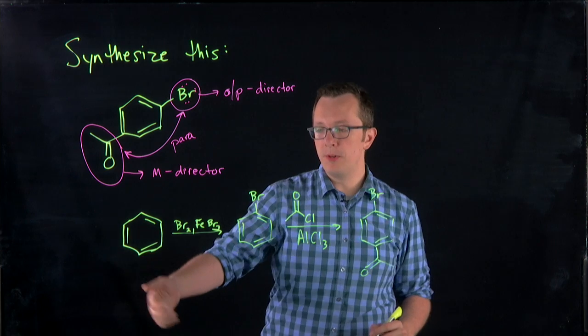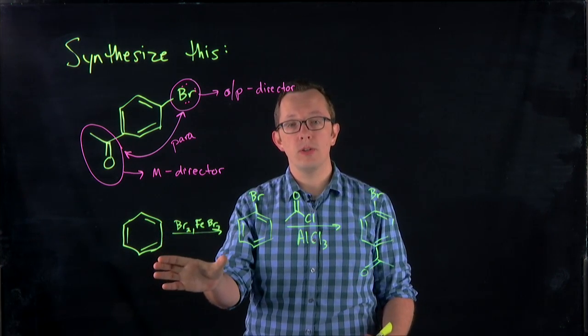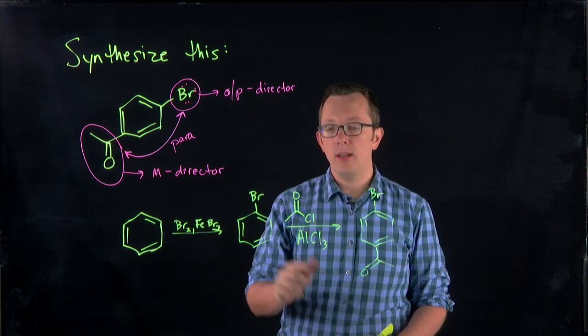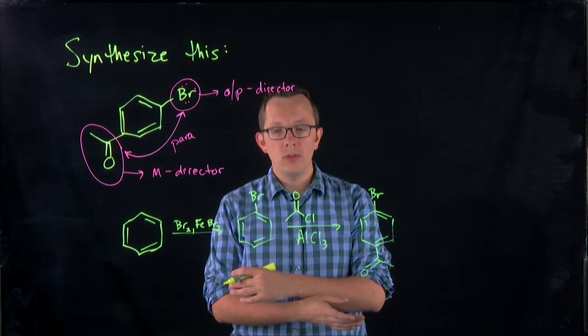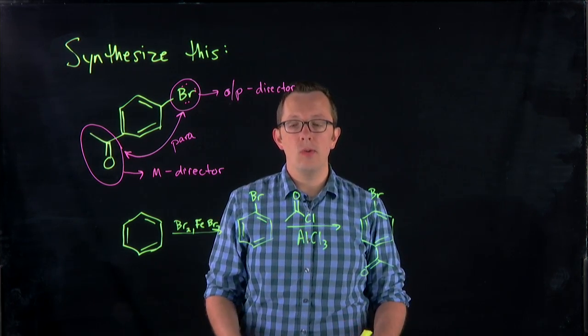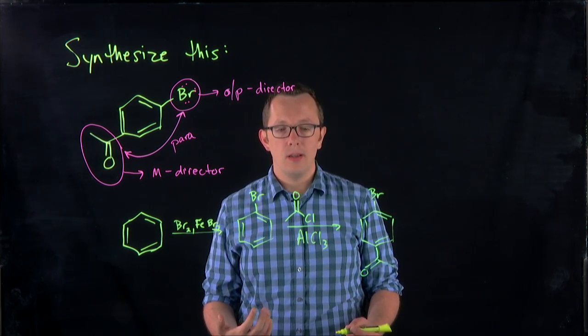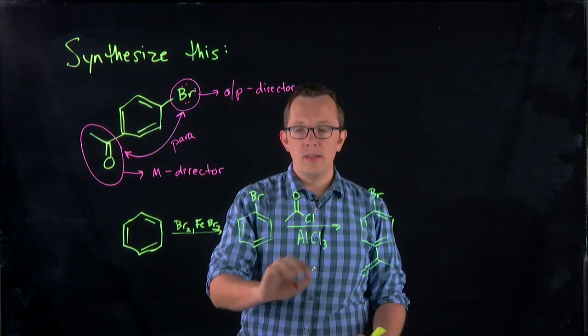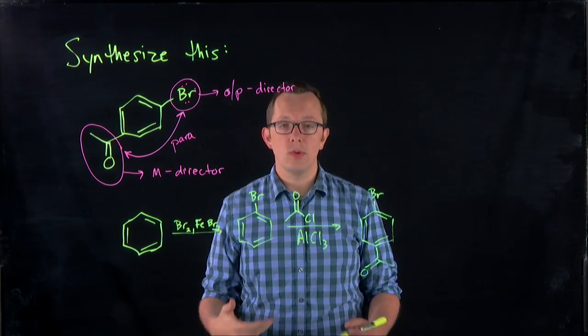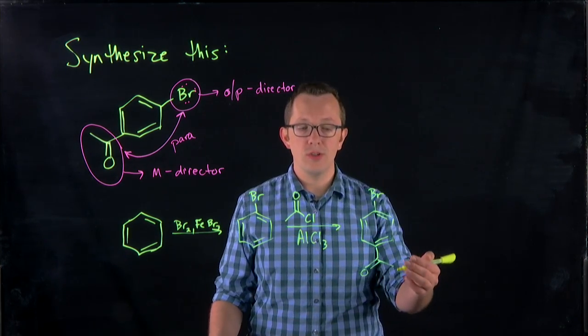And this is accomplished because we add the ortho-para director first, followed by the ketone. If we did it the other way around, we'd first add the ketone, we would have a meta-directing substituent on the ring, and then when we try and add the bromine, we would get the alternate product. So we want to do it in this order in order to get this compound.